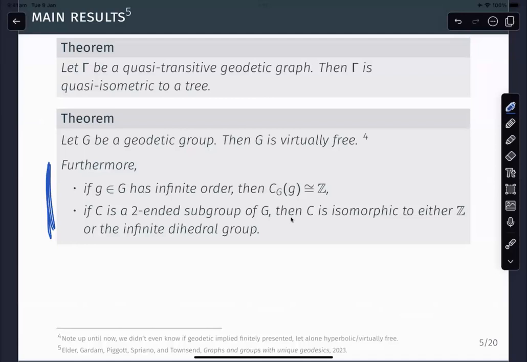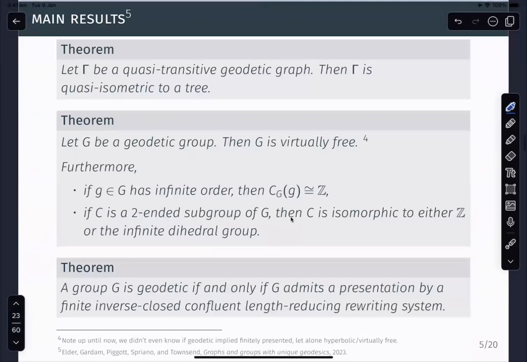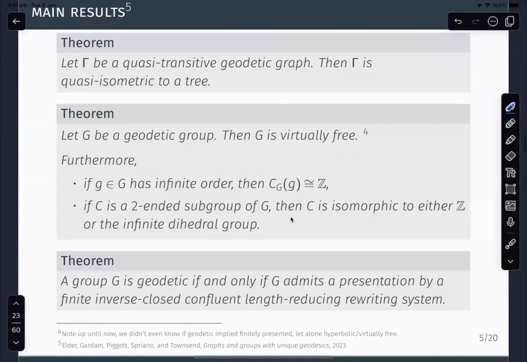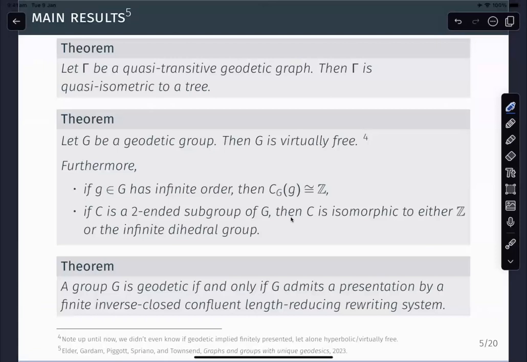So the third result in this paper is a re-expression in terms of finite convergent length-reducing rewriting systems. But I won't talk too much about that. Okay, so what I'll talk about in a couple of minutes, so I won't be able to give much detail about this, but this paper's on the arXiv, is the first result, and the other two basically follow in a page. So it's all about graph theory.